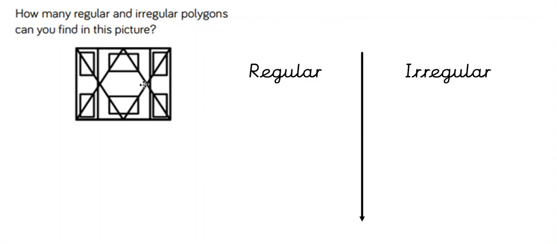Try and name the polygons as best you can. So for example, here is an equilateral triangle. So try and write the full name. So it would be a regular polygon because it is an equilateral triangle. Okay? Here would be a right angled triangle. So that would go in irregular because it's got angles and lengths that are different. Okay? But you would write right angled triangle.